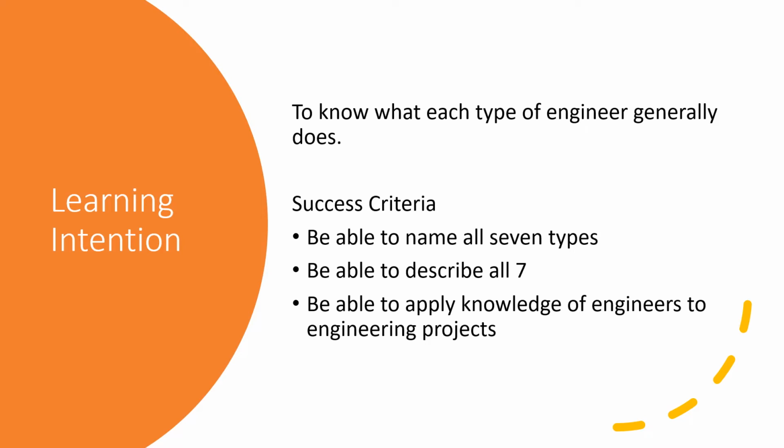So the main focus is for you to know each type of engineer and what they generally do. How we're going to check that you've got that is to be able to name all 7 types, which we've done in lesson 1, so you should be able to do that, but this is a chance to reinforce that knowledge. The second part will be being able to describe all 7 and what they actually do. The third part will be being able to apply that knowledge to specific engineering projects.